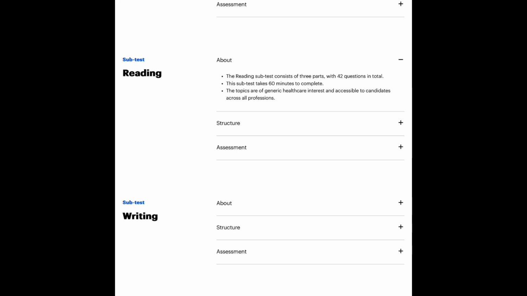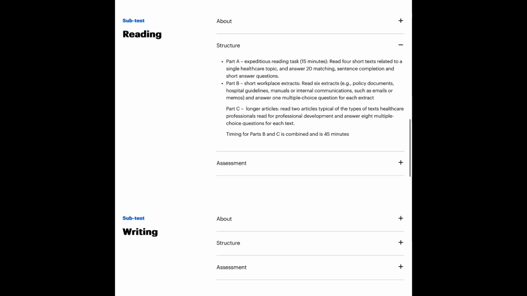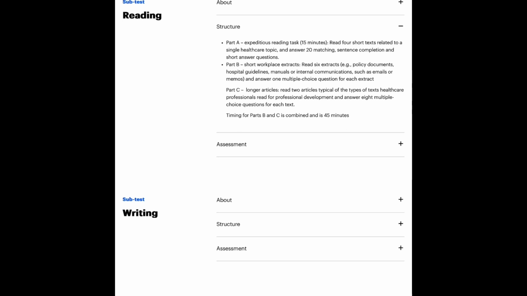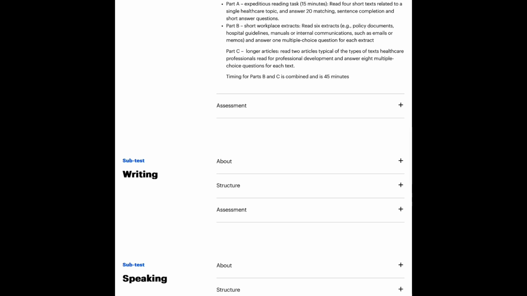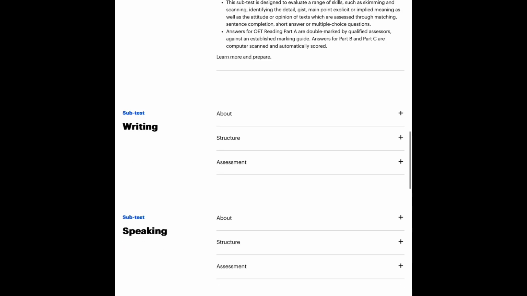The reading subtest consists of 3 parts with 42 questions in total. This subtest takes 60 minutes to complete. Topics are of generic healthcare interest, and accessible to candidates across all professions. Part A is about expeditious reading, that is speed reading. Read 4 short texts related to a single healthcare topic and answer 20 matching, sentence completion, and short answer questions. Part B is short workplace extracts, again just comprehension. Part C is a longer article, and again I have made videos where I have solved these sample tests in real time.